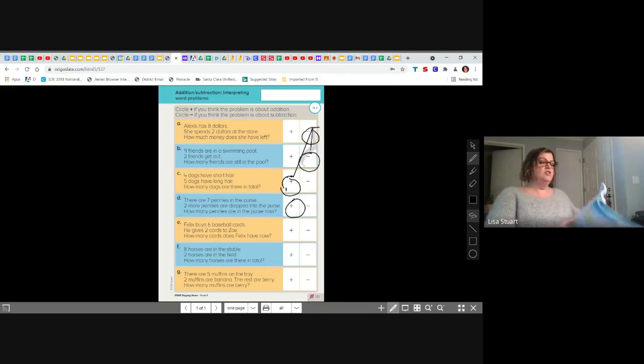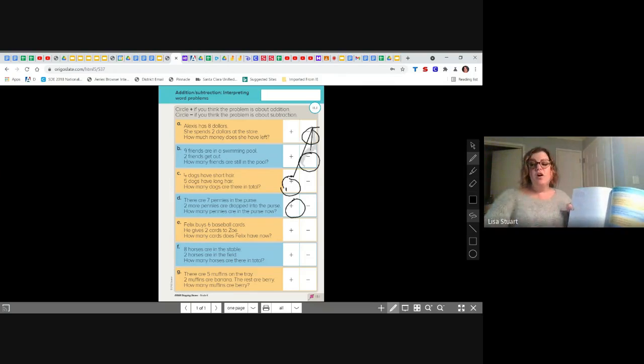Turn the page so you can see what I'm doing. Felix buys 6 baseball cards. He gives 2 cards to Zoe. How many cards does Felix have now? Let's draw it out and then we can figure out if we're adding or subtracting, if we're adding to it or taking away. So Felix has 6 cards. I'm going to draw lines 1, 2, 3, 4, 5, 6.